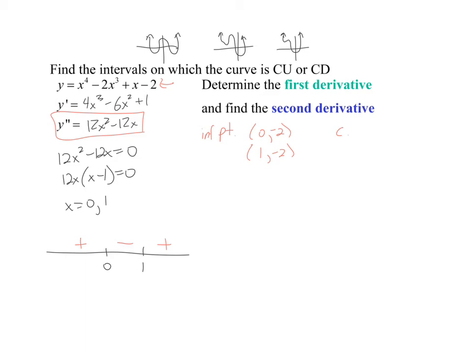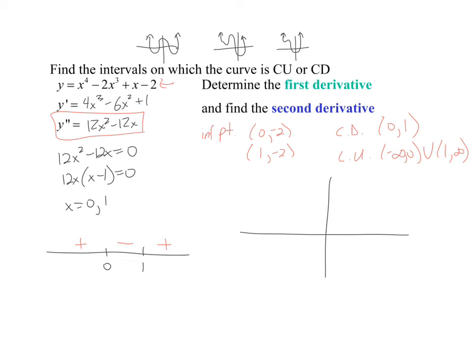We know it's going to be concave down between 0 and 1. That's what our little number line thing is telling us, right? It's negative between 0 and 1, so we've got that figured out. And it's concave up on the outer intervals, so from negative infinity to 0 and from 1 to infinity. So again, without even doing max and mins or x and y intercepts, we have a pretty good idea what this graph's going to look like.